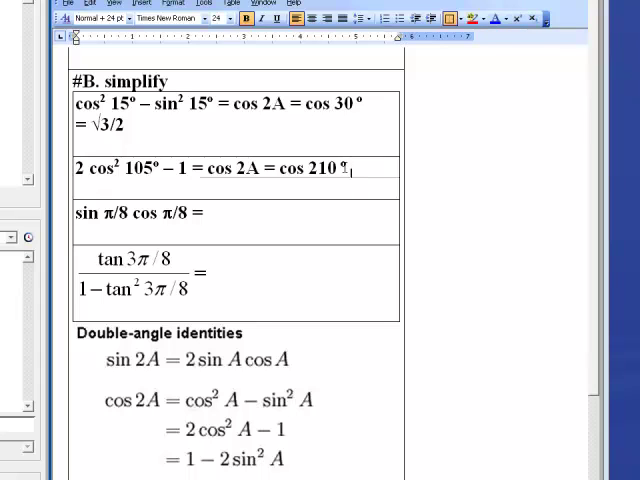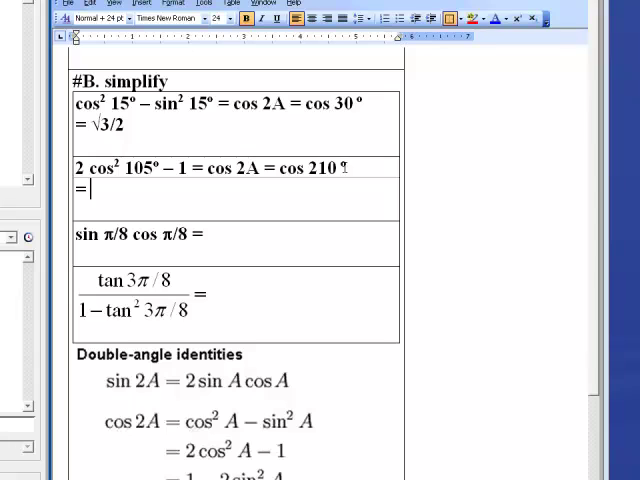Reference angle is 30 degrees. So again, I come up with square root of 3 over 2. We're in the third quadrant, so it must be a negative square root of 3 over 2.